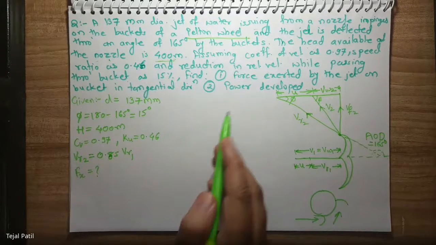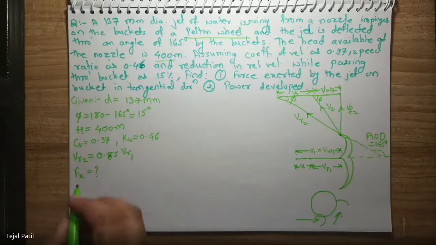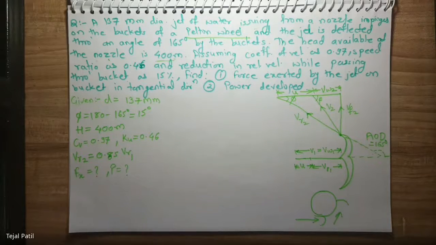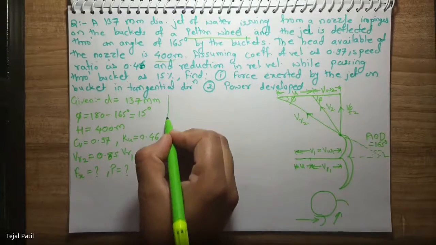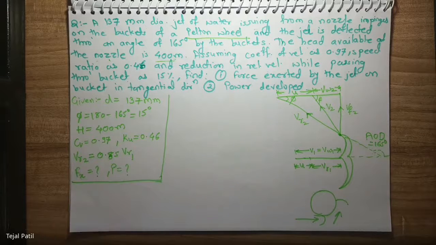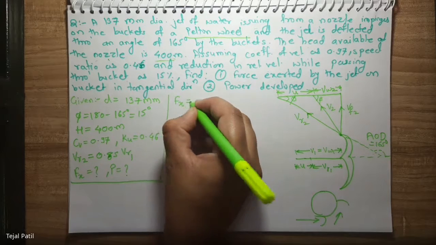Next thing is power developed. How much power is developed by this system? A very simple question, but still I have taken it because there will be a certain difference when you are going to solve it. So let's see how to solve now. First thing you are supposed to find is Fx. Now what is the formula for Fx?